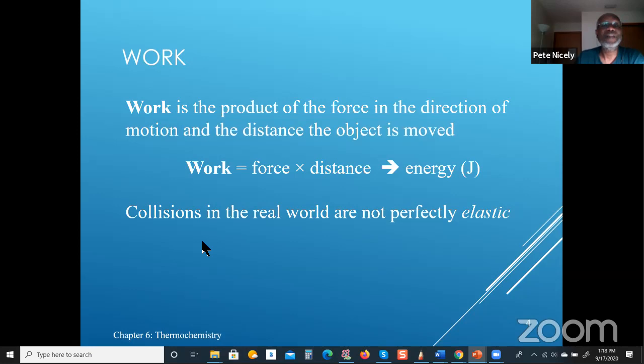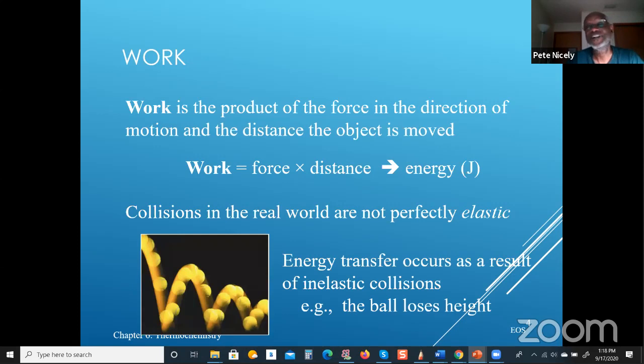Now, whenever you have moving objects colliding, and they hit each other and then they bounce off, the collisions are not always going to be, in fact, in the real world, it's not going to be perfectly elastic. What that means is that you won't have the direct transfer of energy from one object to the other. You might have some energy loss due to heat, sound, etc., right? And that can be seen, for example, if you take a tennis ball, and you lift it above the ground, and then you release it and it drops. And we all know from everyday experience, when it drops and hits the ground, it bounces up.